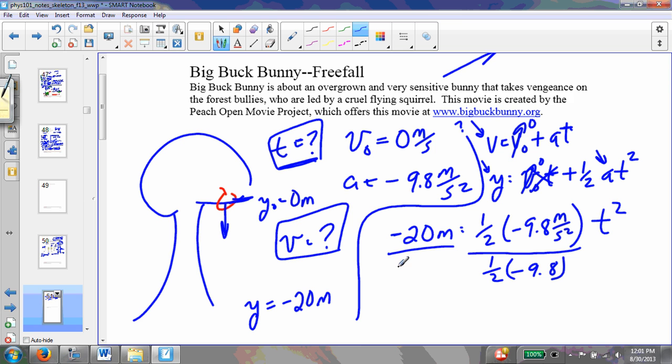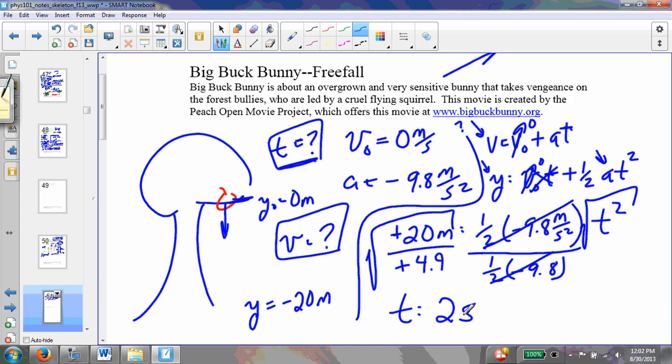And 1/2 of minus 9.8 is negative 4.9. This gets rid of this side. I take the square root of both sides, get rid of these negative signs, they become positive. And then I can find the time is 2 seconds. All right, so the time to drop from the tree all the way down to the ground is 2 seconds.